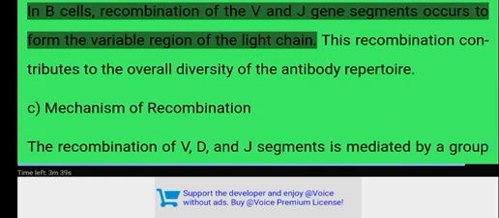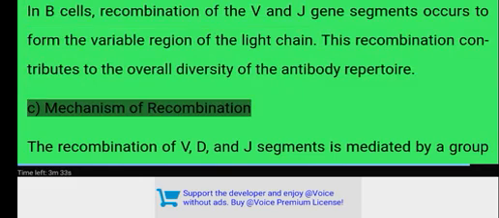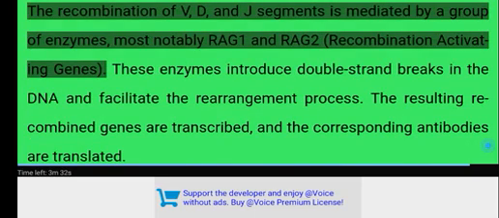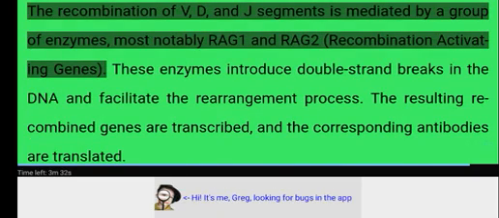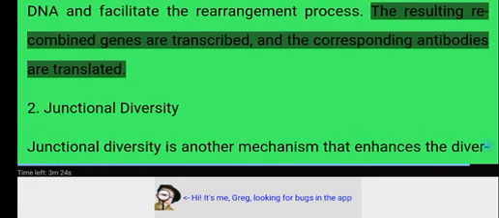In B cells, recombination of the V and J gene segments occurs to form the variable region of the light chain. This recombination contributes to the overall diversity of the antibody repertoire. C. Mechanism of recombination. The recombination of V, D, and J segments is mediated by a group of enzymes, most notably RAG1 and RAG2, the recombination activating genes. These enzymes introduce double-strand breaks in the DNA and facilitate the rearrangement process. The resulting recombined genes are transcribed, and the corresponding antibodies are translated.